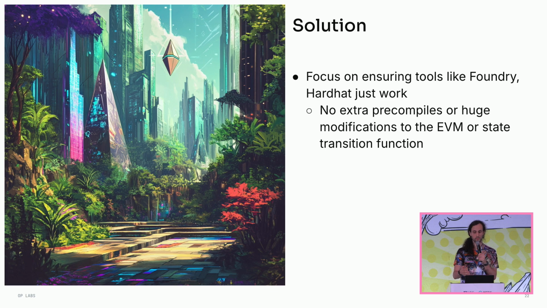So by focusing on ensuring tools like Foundry and Hardhat just work for OP Stack, and by avoiding introducing extra precompiles or large modifications to the EVM, it makes it a lot easier for developers to just build their app and ship it and use all of the same tooling that the wider L1 Ethereum ecosystem has built to ensure that their application is safe.